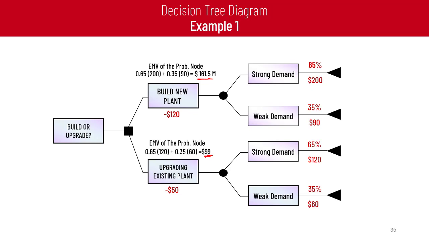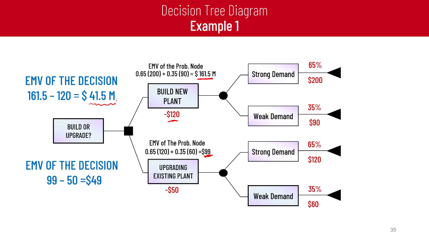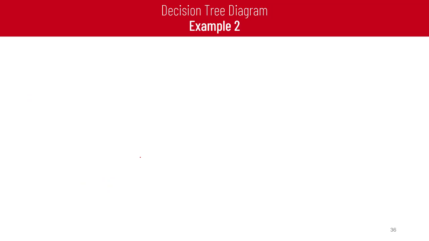as a profit. To calculate the net value of this branch, we subtract 120 from 161.5, and this decision would lead to 41.5 million as profit. The other branch leads to 49 million profit. That means it's better to take the decision to upgrade the existing plant instead of building a new plant.